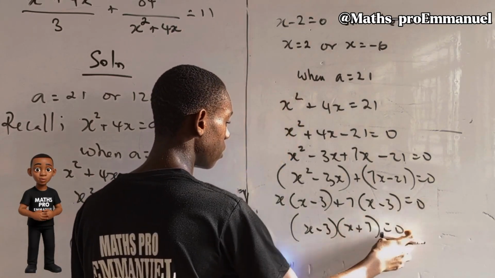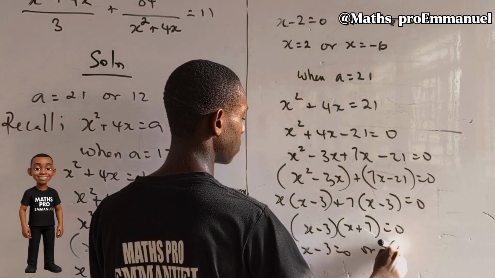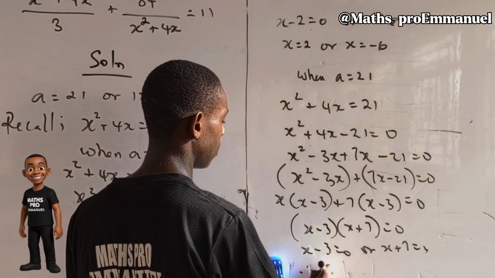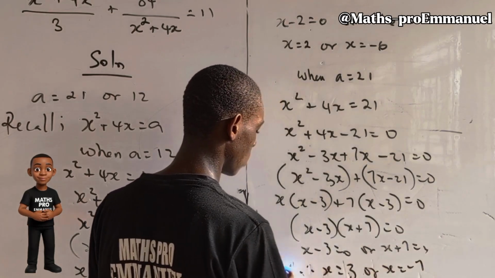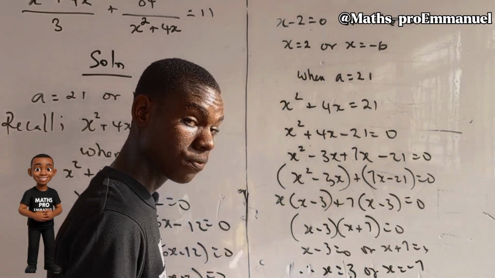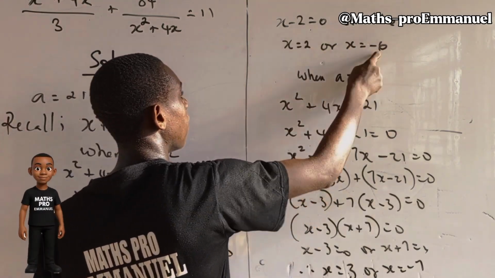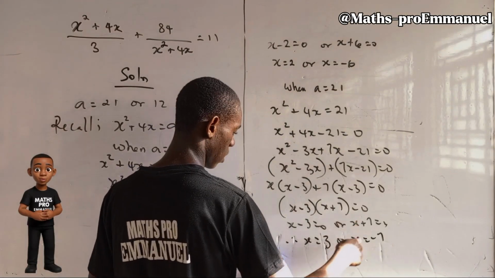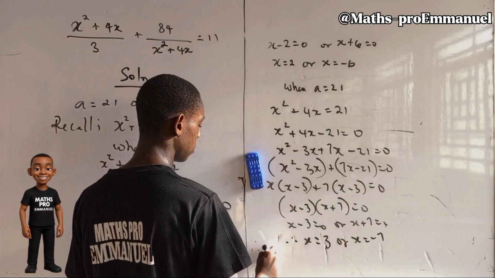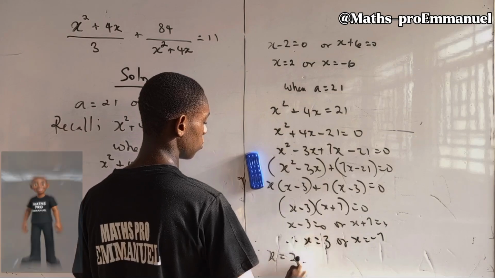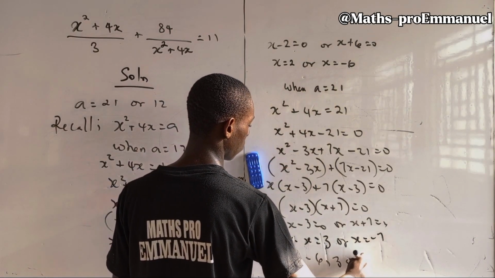So I'm going to equate the two of them to 0, and x minus 3 will be equal to 0, or x plus 7 equal to 0. So finally, x will be equal to 3, or x equal to minus 7. So I've gotten the second two answers. So the final answer is that x is equal to 2, minus 6, 3, or minus 7. So let me just bring all of them down. Finally, x is equal to 2, minus 6, 3, or minus 7.